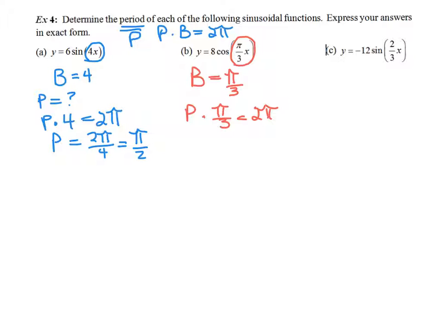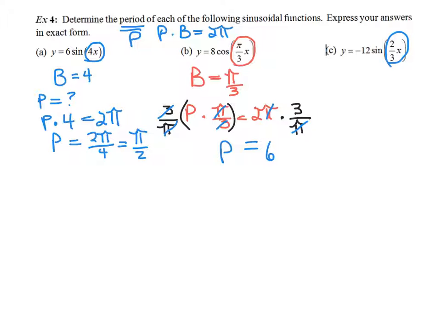Now in this case, I want to get the p by itself, so the best way to do that is to multiply by the reciprocal of pi over 3. So I'm going to multiply the left side by the reciprocal, 3 over pi, and I'm going to multiply the right side by the reciprocal, 3 over pi as well. So you'll see that on the right side, the pi's cancel, and I get an answer of 6. On the left side, both the pi's cancel and the 3's cancel, telling me that the period for this one is equal to 6.